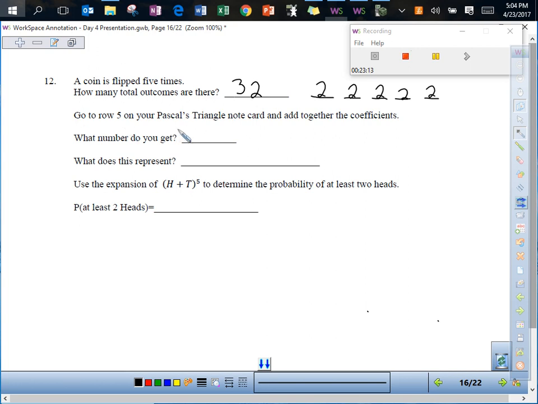Now, go to row 5 on your Pascal's note card and add those coefficients together. So guys, if you go to row 5, you get these coefficients again. 1, 5, 10, 10, 5, 1. If you add those together, I'm up to 10, 20, 32. So one cool thing about Pascal's triangle, it tells you the number of outcomes if you add up the total number in the row. What does this represent? The total number of outcomes.